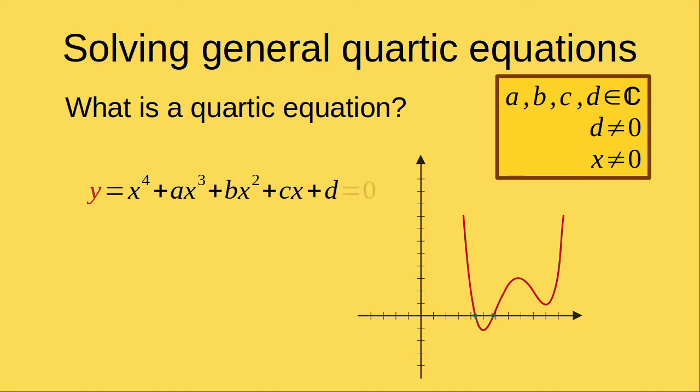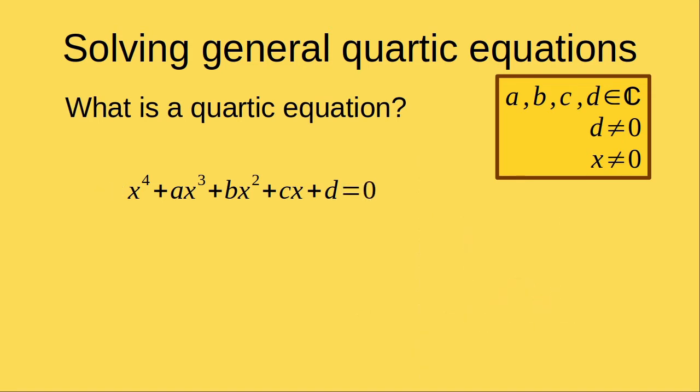As a consequence, we can write the left-hand side of the equation as a product of linear terms x minus x1 through x minus x4, where the xi are the complex roots of the polynomial. We will need this fact later.